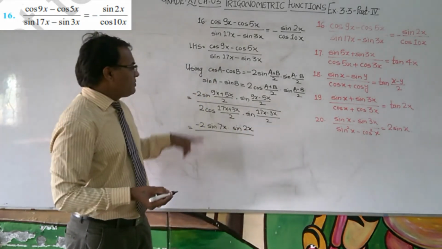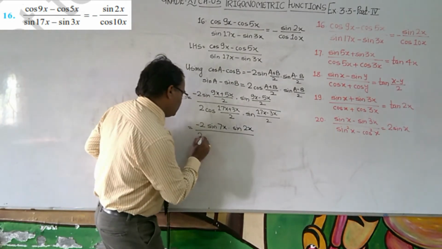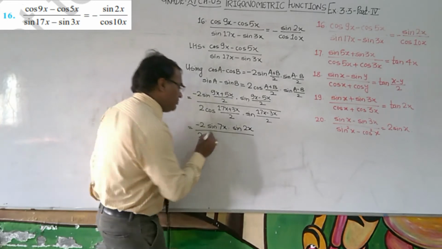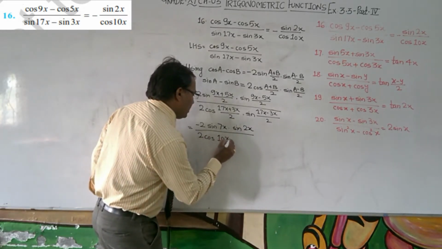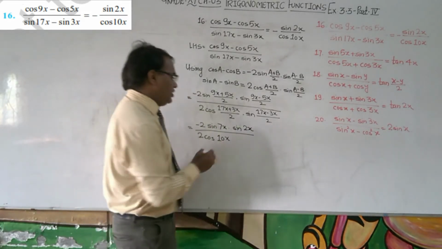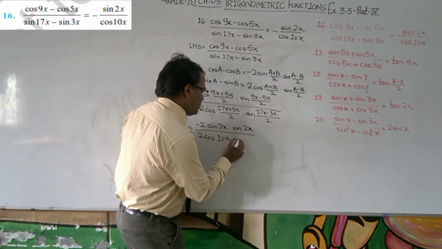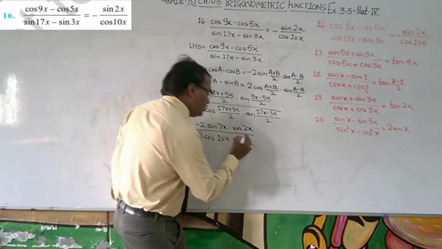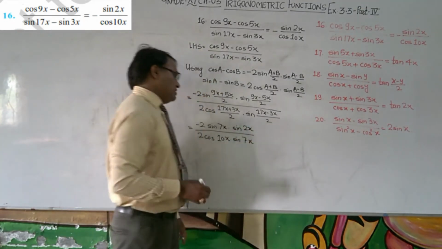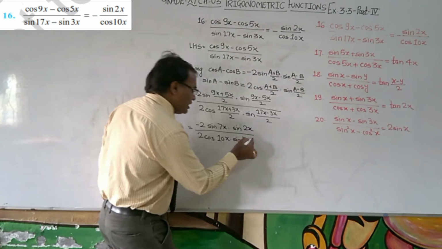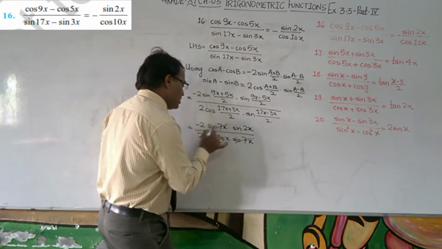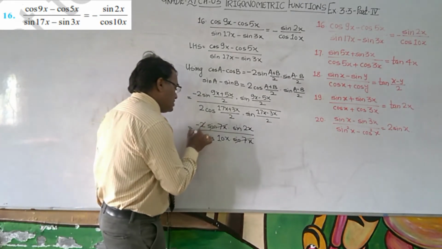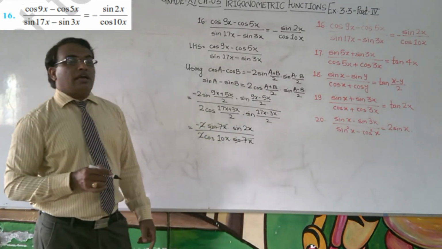Total divided by 2 cos, 17 plus 3 is 20. 20 divided by 2 is what? 10x. Is that okay? Into sin, 17 minus 3 is what? 14. 14 divided by 2 is what? 7x. Now what you can do is, you can cancel this sin 7x, because everywhere it is multiplication. Then these two and these two will also get cancelled.